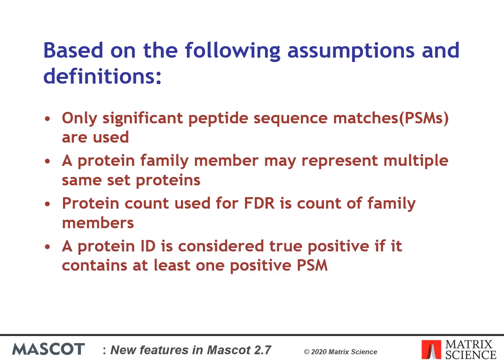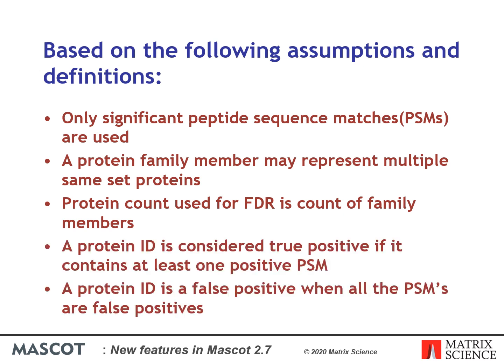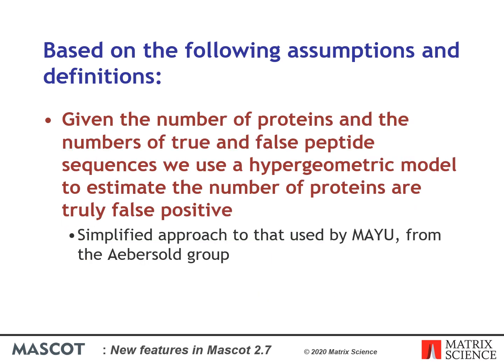While a protein ID is a false positive when all PSMs are false positives, just one true PSM would make the protein identification a true positive. This is very important. Given the number of proteins and the number of true and false peptide sequences, we use a hypergeometric model to estimate the number of proteins that are truly false positive.